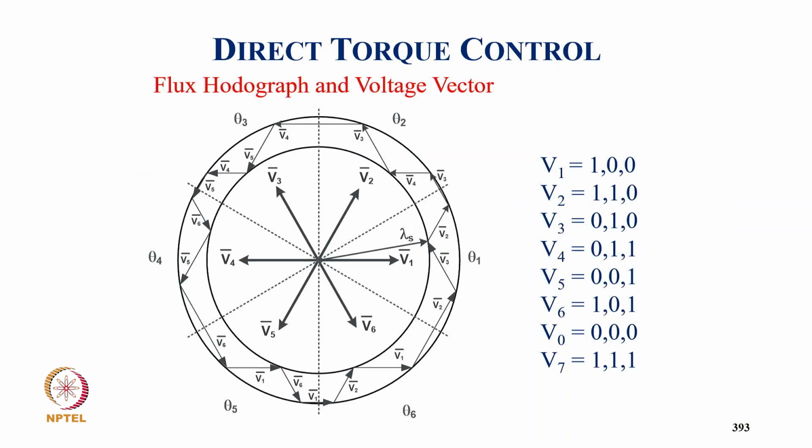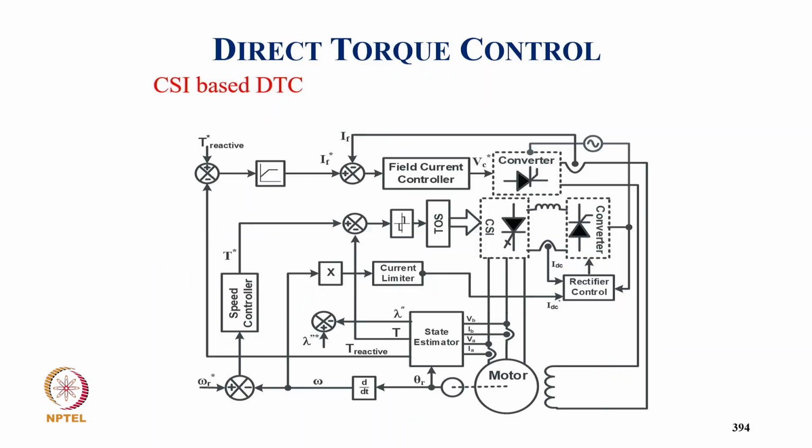And these are the typical flux overlap graph and voltage vectors. How the switching is decided: V0 and V7 are the zero vectors, remaining are the active vectors. And these are typical current source converter based.